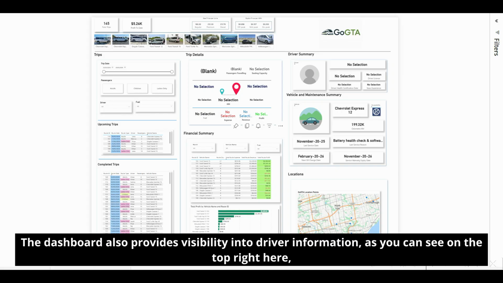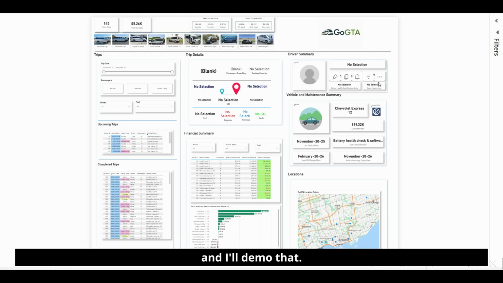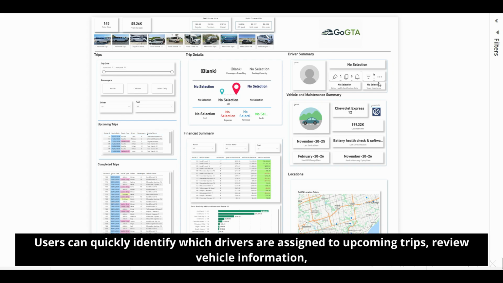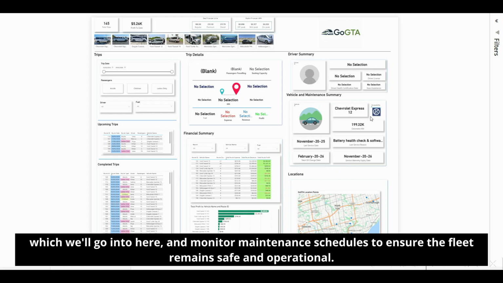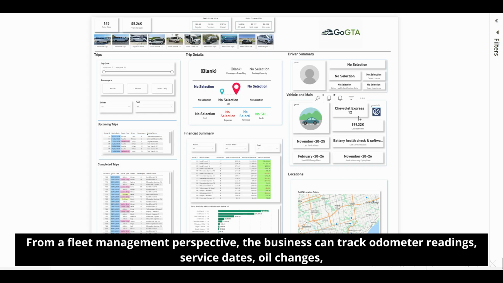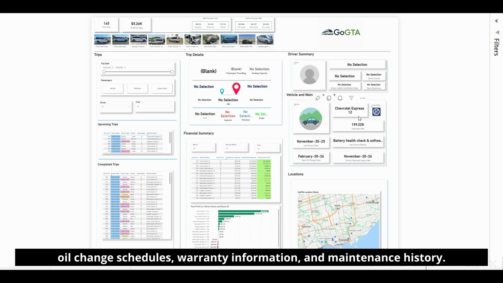The dashboard also provides visibility into driver information, as you can see on the top right here, and I'll demo that. Users can quickly identify which drivers are assigned to upcoming trips, review vehicle information, which we'll go into here, and monitor maintenance schedules to ensure the fleet remains safe and operational. From a fleet management perspective, the business can track odometer readings, service dates, oil change schedules, warranty information, and maintenance history. This helps reduce downtime and allows for proactive maintenance planning.